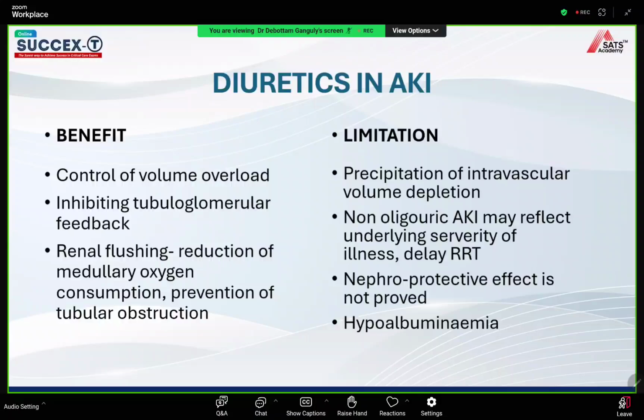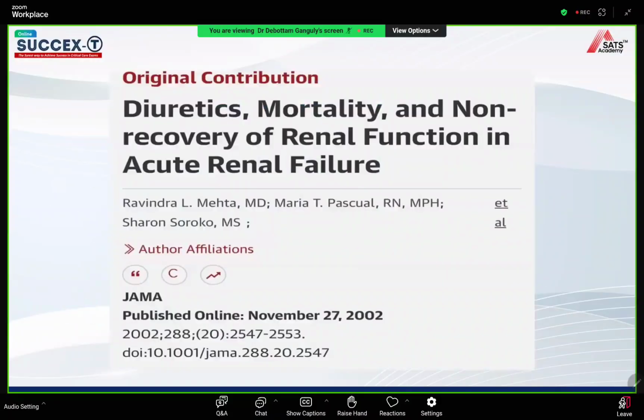A nephroprotective effect of Lasix or diuretics is not proved, and these critically ill patients usually have hypoalbuminemia. So the effect of diuretic is highly dependent on serum protein level. So the effect may not be adequate. We have to keep that in mind too.